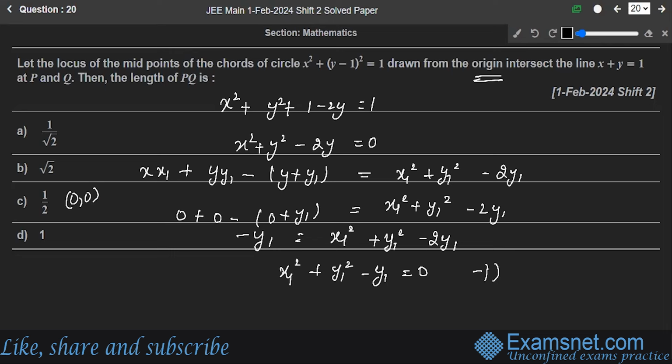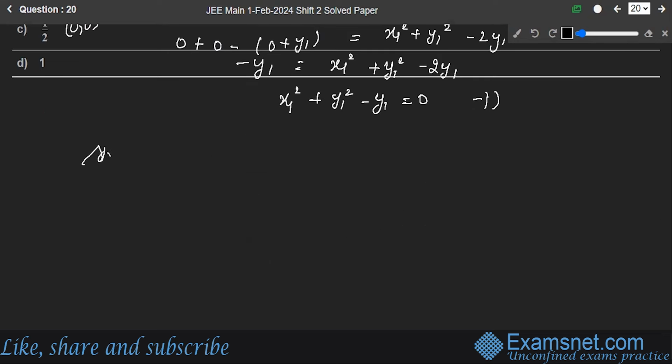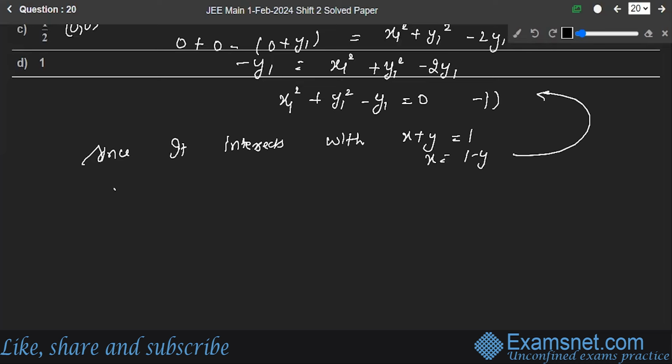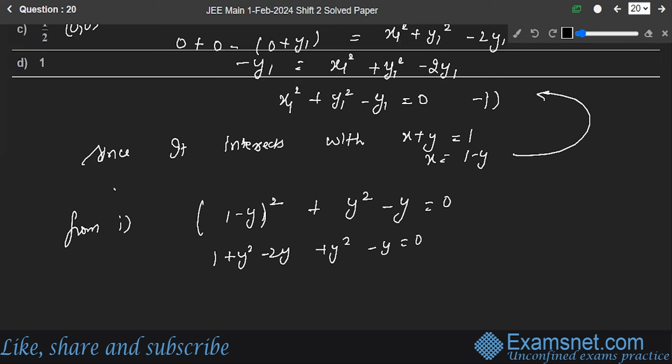Now, because it intersects with this line, x plus y is equal to 1, let's put x is equal to 1 minus y in this equation. So from equation 1, you will have (1 minus y) square plus y square minus y is equal to 0. This gives me 1 plus y square minus 2y plus y square minus y is equal to 0. So 2y square minus 3y plus 1 is equal to 0.